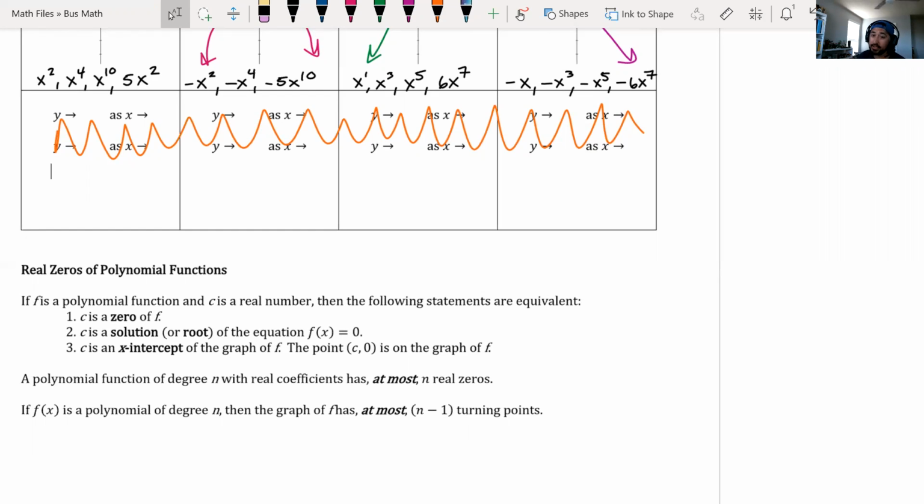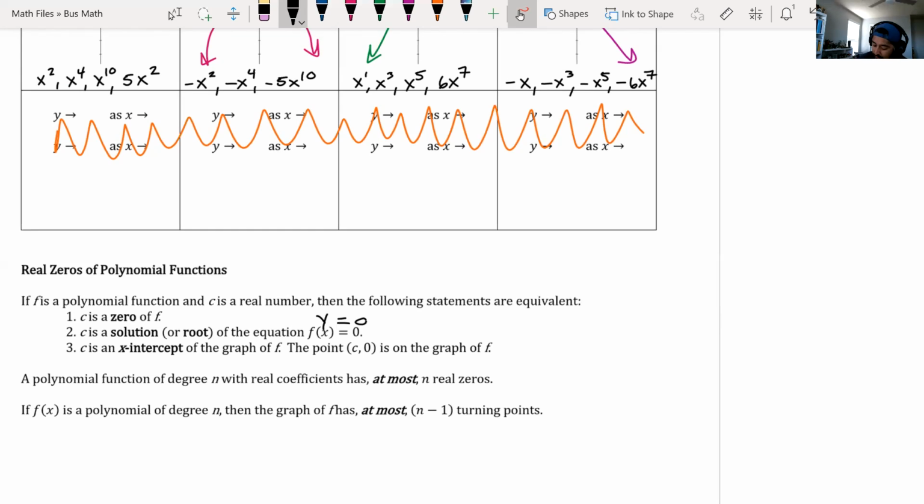So by definition, we say if f is a polynomial function and c is a real number, then the following statements are equivalent. C is a 0 of the function. C is a solution or root of the equation when you set f of x equal to 0, or when you set y equal to 0. And C is also an x-intercept of the graph of the function, which becomes the point (C, 0) on the graph of f. So all this definition is saying is that x-intercepts, roots, and zeros all mean the same thing. So whenever we find an x-intercept, we're finding a root, we're finding a 0.